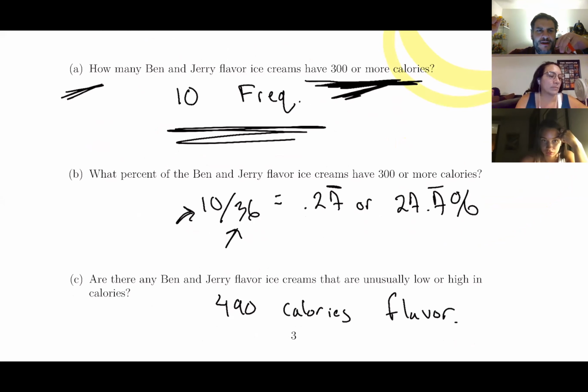Any further question in regard to dot plot? Perfect. All right, so let's go back to standard deviation.